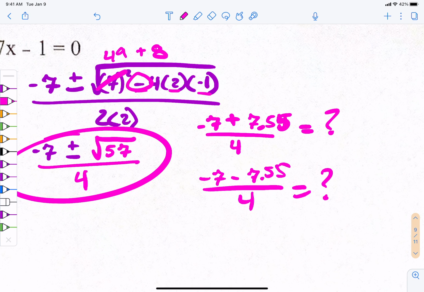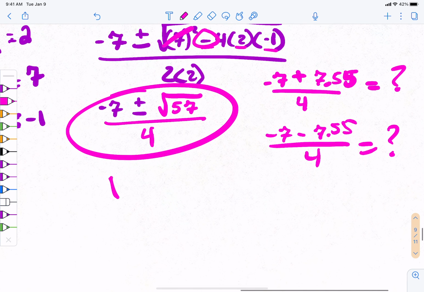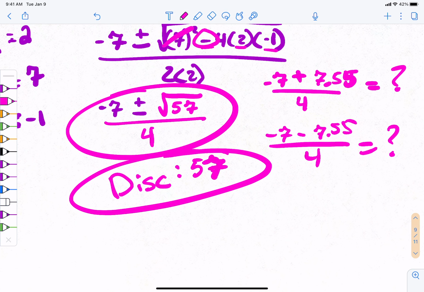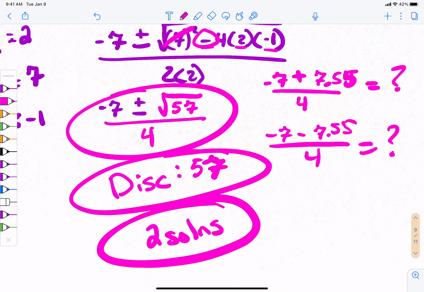So he still will have two solutions. What was the discriminant in this case? And how many solutions? Discriminant was what? I don't know. 57. It's just the number that's inside of there. Discriminant was 57, which means how many solutions? Two solutions. Okay, 57, two solutions. Yes, good.